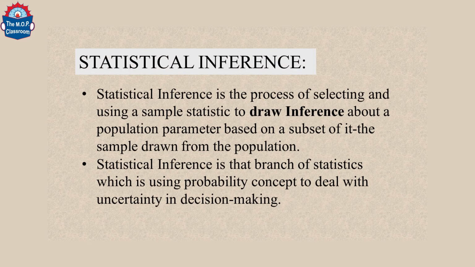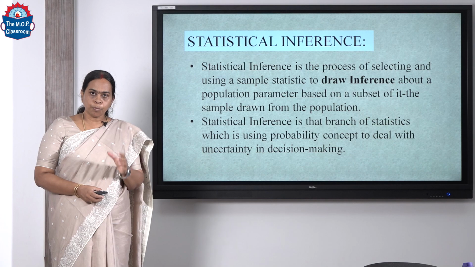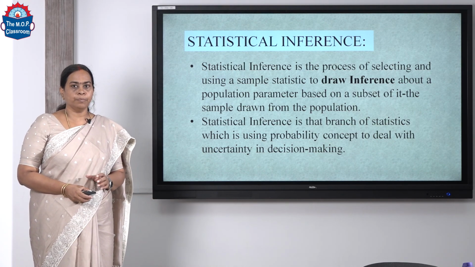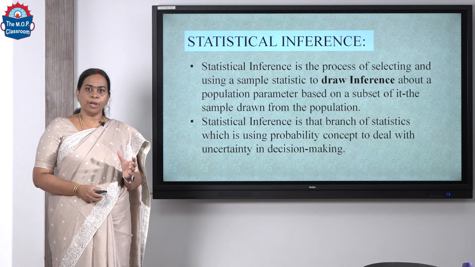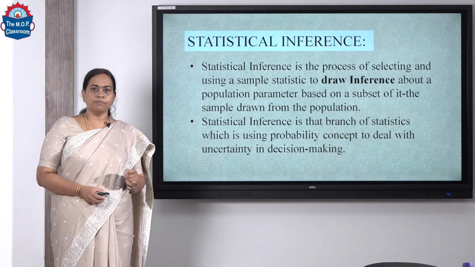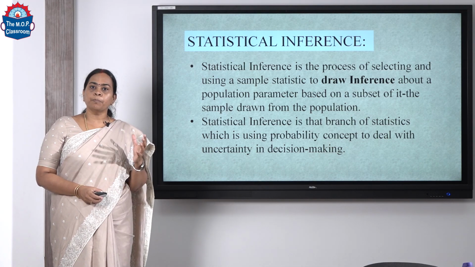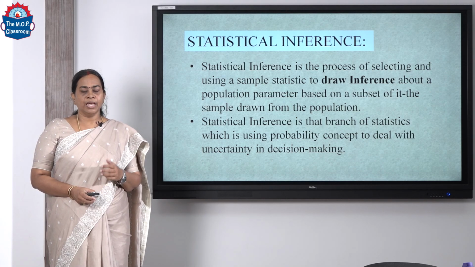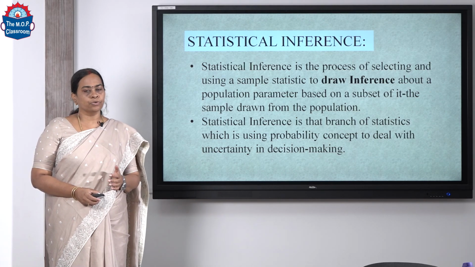Next is statistical inference. This is also a process of drawing inference about the population by doing the analysis on the sample. For example, we want to check whether a pot of rice is cooked or not. What we will do is take a spoonful of rice and check whether it is cooked or not. Here the pot of rice is called the population, the spoon of rice is called the sample, and the inference is whether the rice is cooked or not.